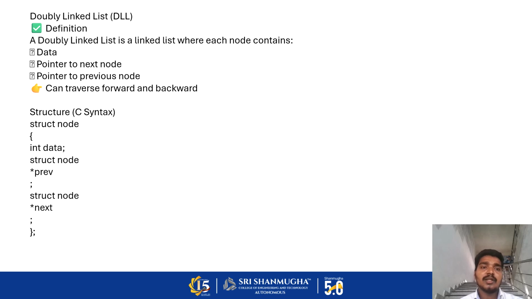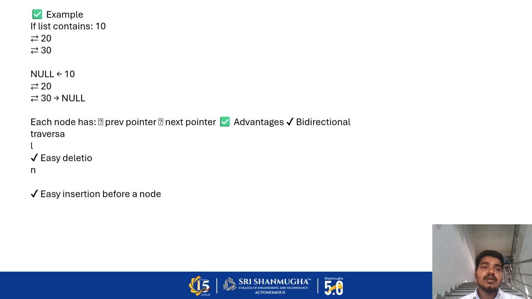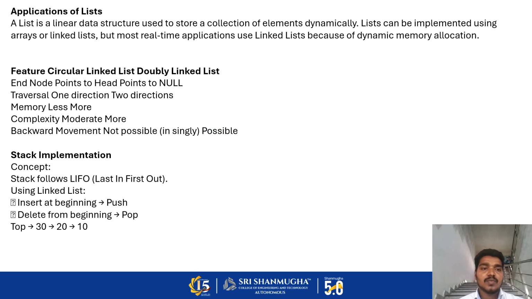So next we go to the doubly linked list. It has two pointers in each node at the same time: a pointer to the next node and a pointer to the previous node. That is called the doubly linked list. The structure syntax is struct node: int data, struct node previous, struct node next. Previous is the previous data, next is the next data. For example, 10 is connected to 20, and 20 to 10 and 30. So that is called the doubly linked list.